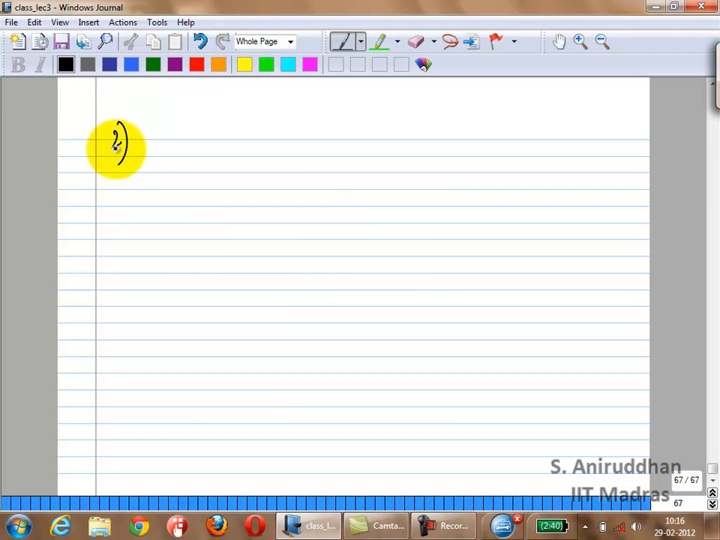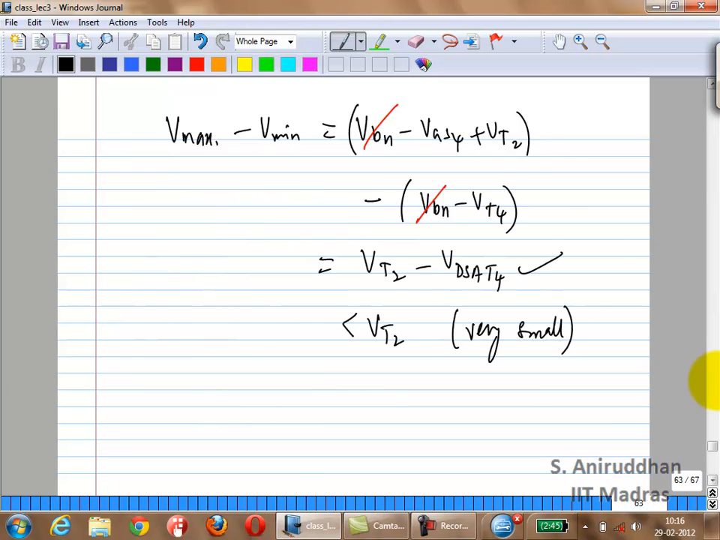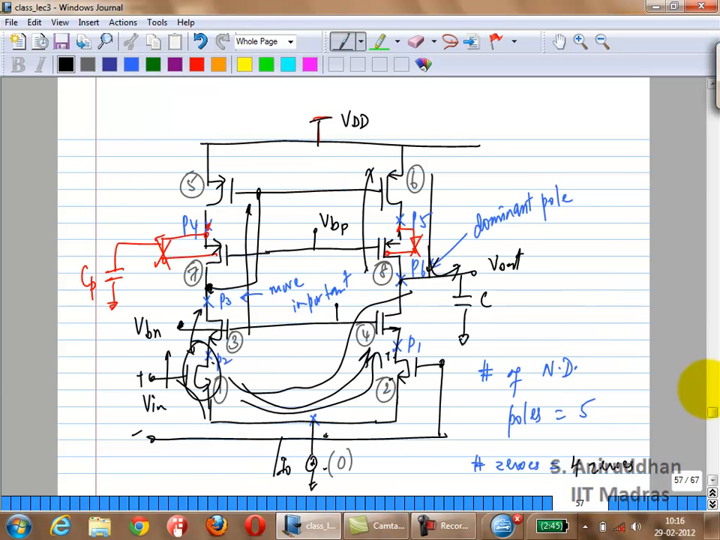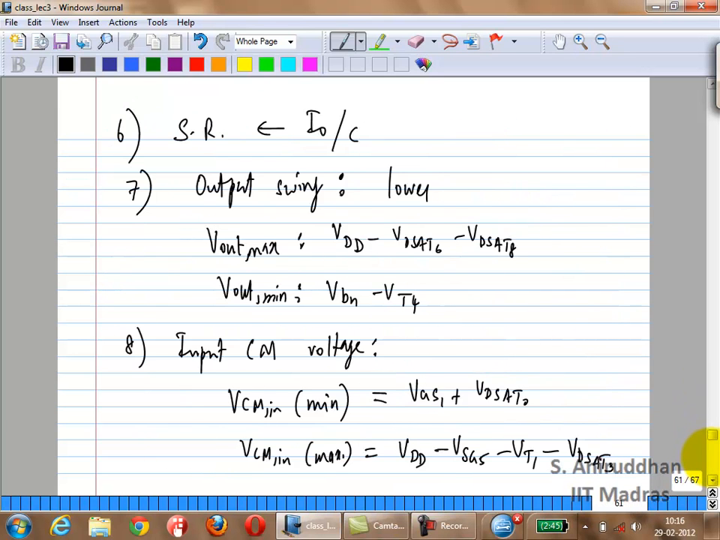The second thing I wanted to say was, this was with respect to the op-amp. Maybe this one looks better.